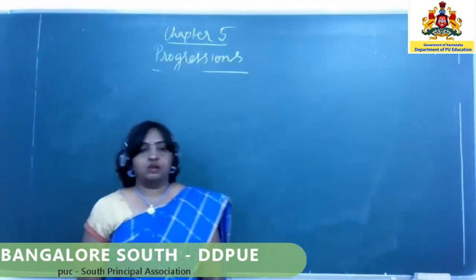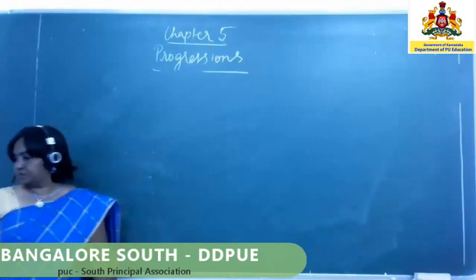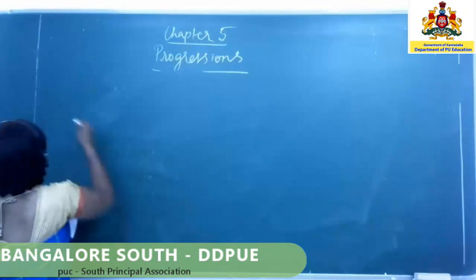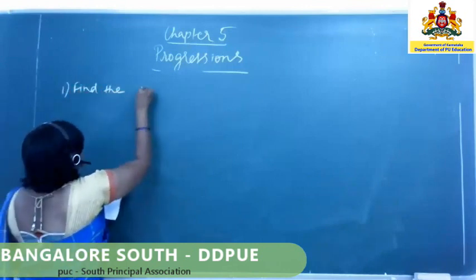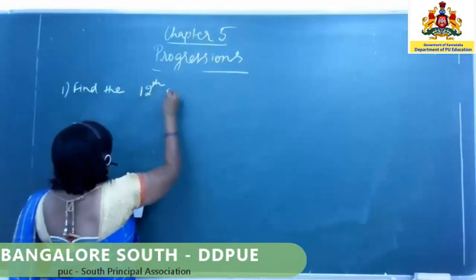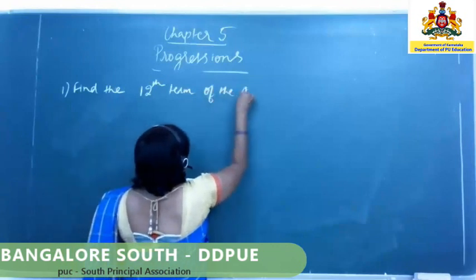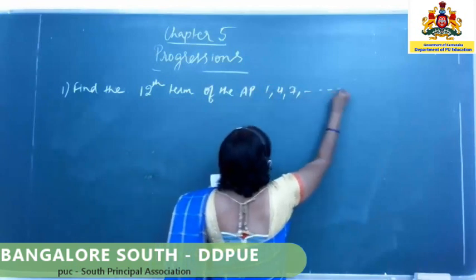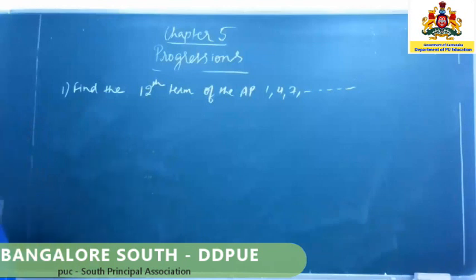So now I'll begin with 1 mark sums, then I'll go to 2 marks, 3 marks and 5 marks. First sum: find the 12th term of the AP 1, 4, 7, and so on.